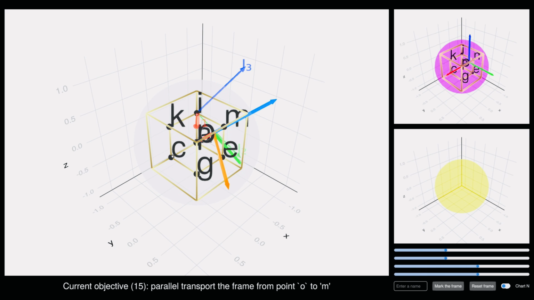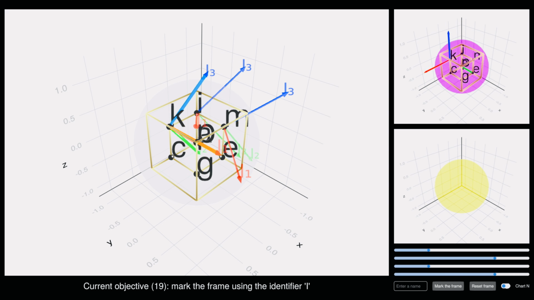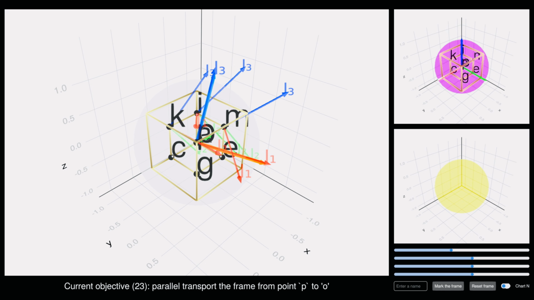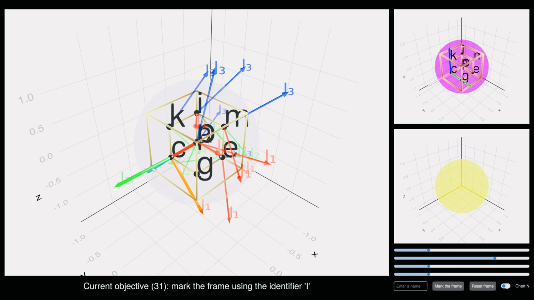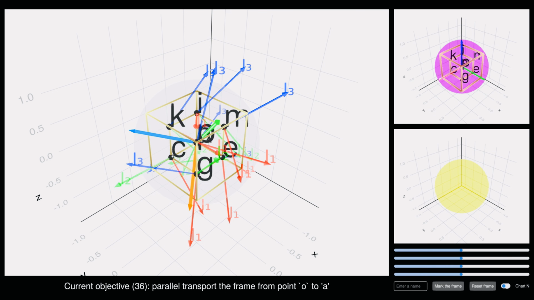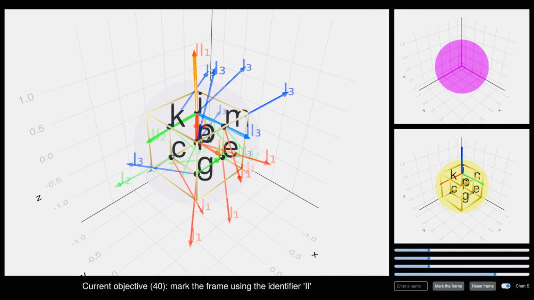Step 4. Parallel transport a triad from point O to a boundary point. Step 5. Switch coordinate charts from chart N to chart S. Step 6. Parallel transport the triad to the center of the counterpart copy of SO(3). Step 7. Parallel transport the frame to the boundary points from the center of the other copy of SO(3).